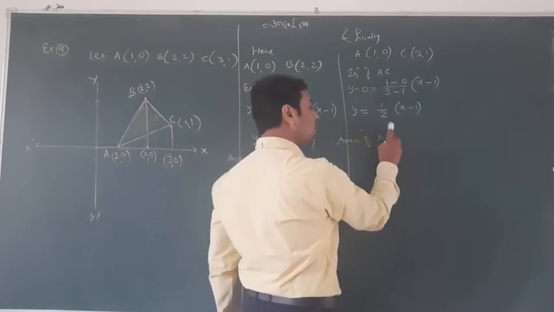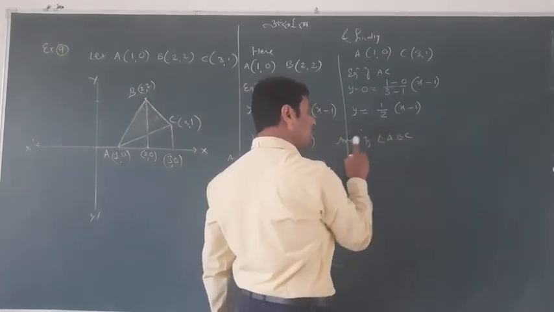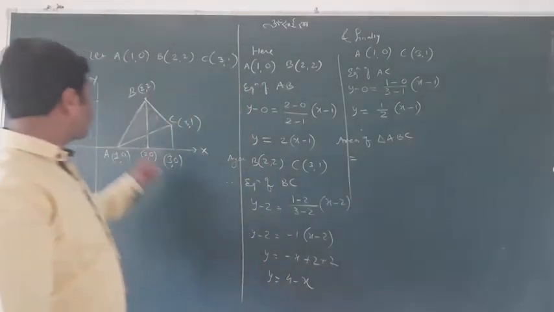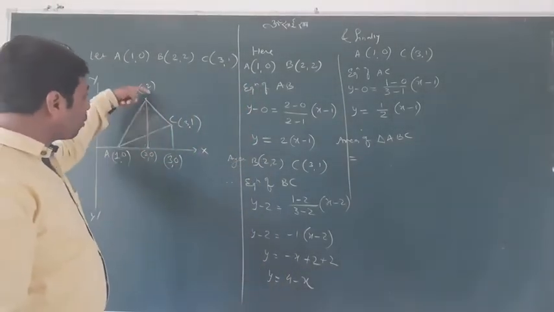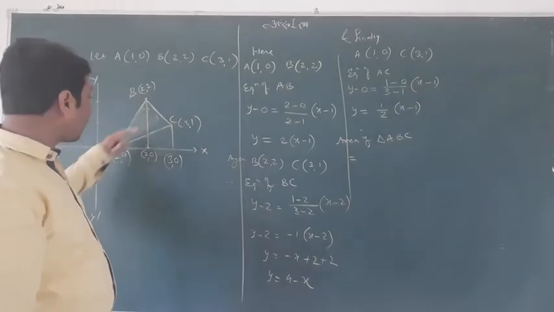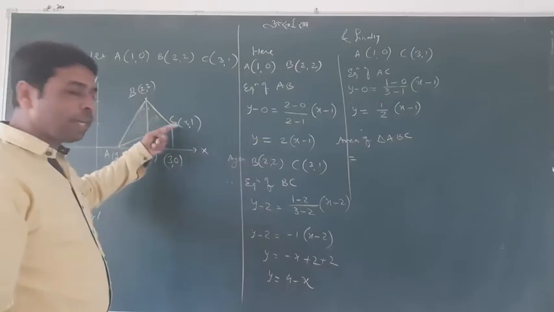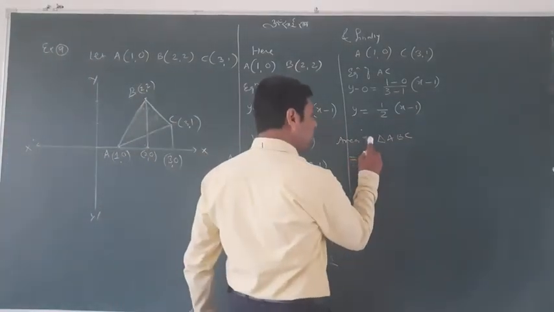The area of the triangle. Directly, what we will do: we have three areas. First, the area bounded by AB, second, the area bounded by BC. I'll add them and I'll definitely subtract the area bounded by AC. So I write here, can you see?